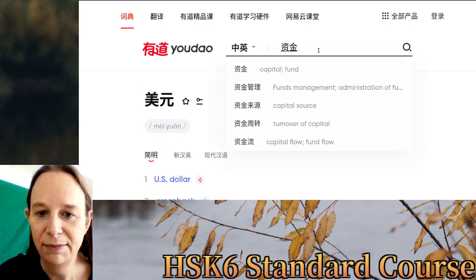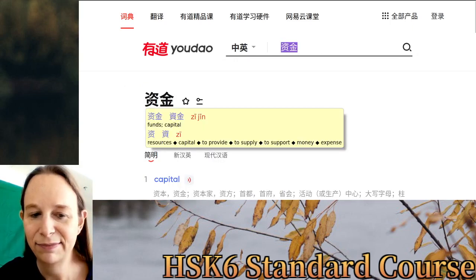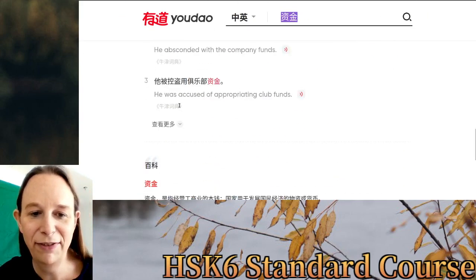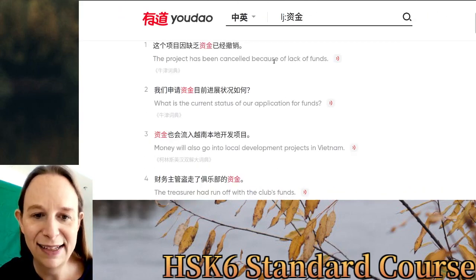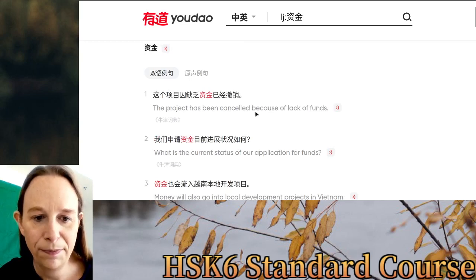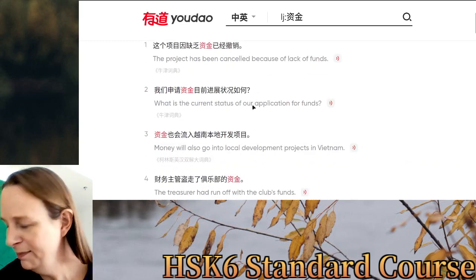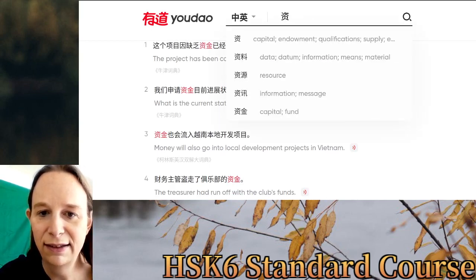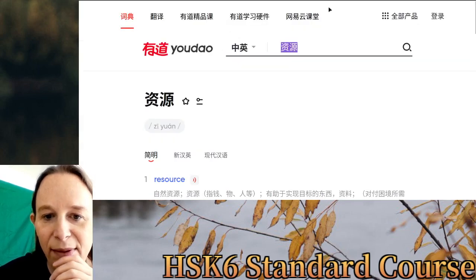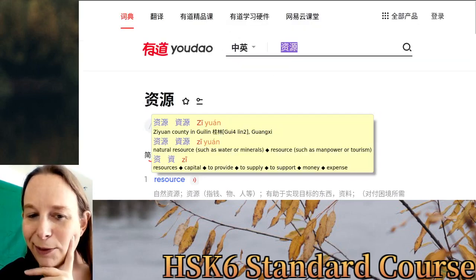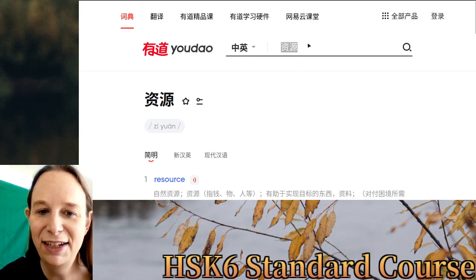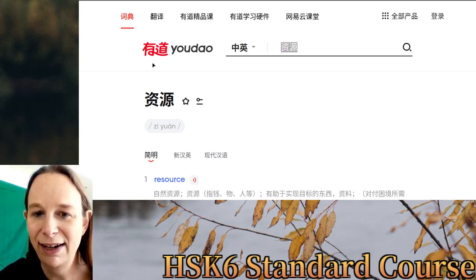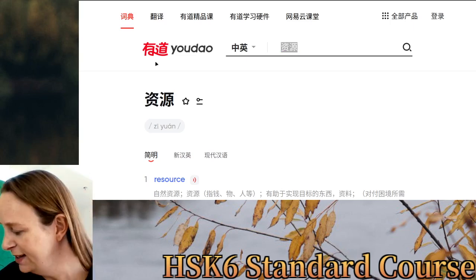资金 meaning capital. 资金, funds, capital. So if you lack capital, you can't buy things. Usually referring to like a company or something. More large scale. Lack of funds, etc. 资 is 资源, 资料, 资源. Maybe this one. 资源, like resource, but this is 资金. So 金 here is pertaining to money. So monetary resources or capital, funds.